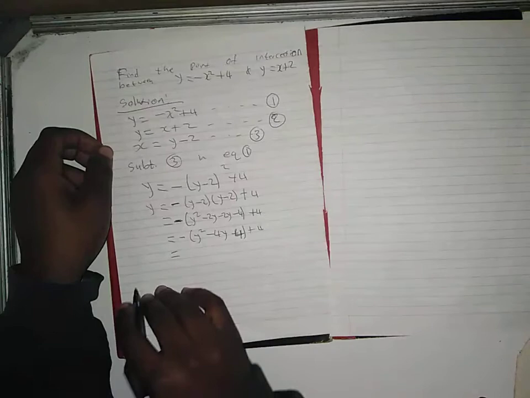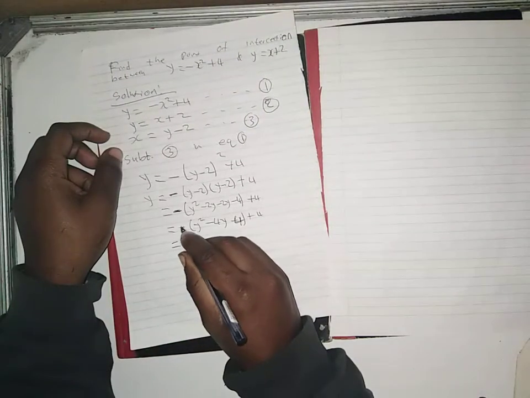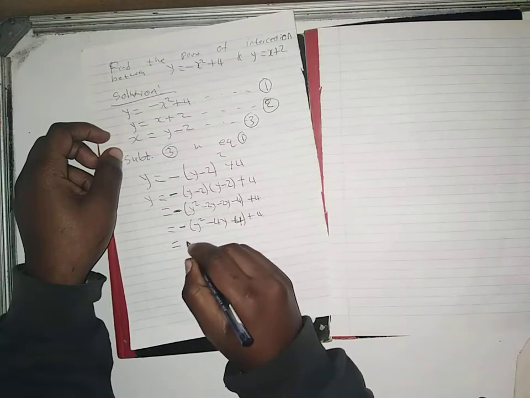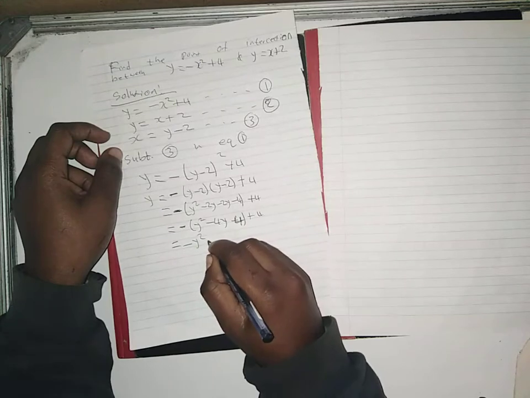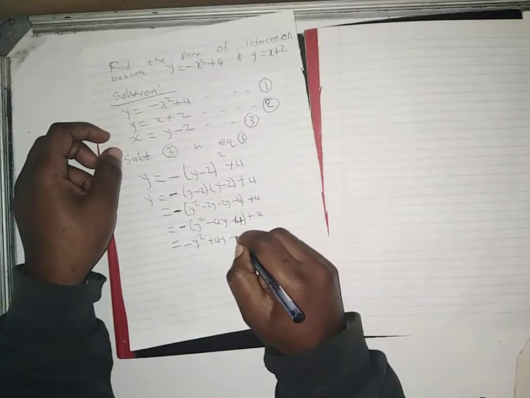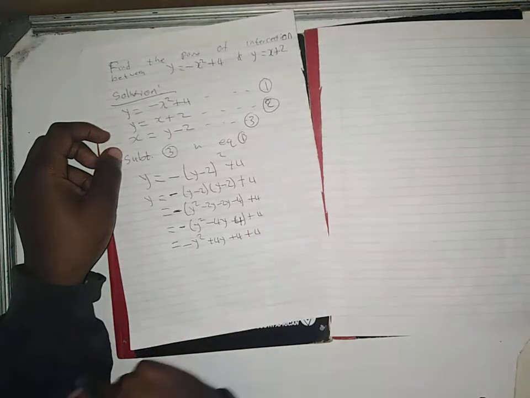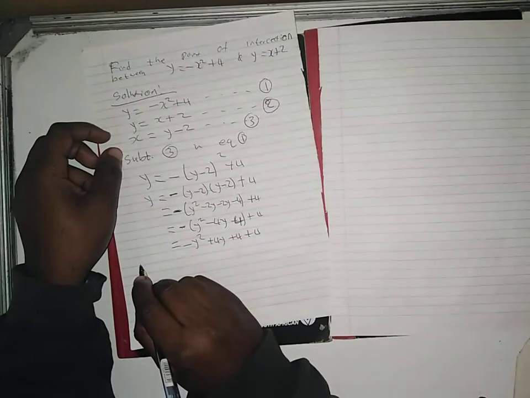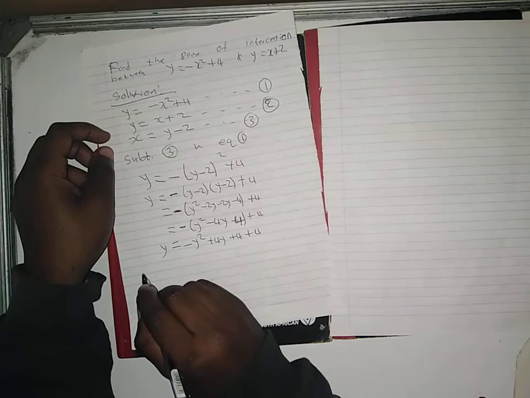And then you multiply this throughout so that you can get rid of the brackets in line with the BODMAS rule. So this times this is going to be minus y squared, and then plus 4y, and then plus 4, and then this plus 4 that is here. Okay, and then you still have this y that is here.